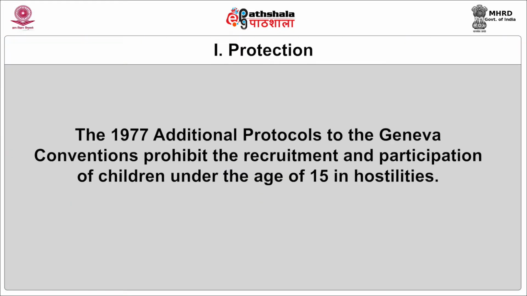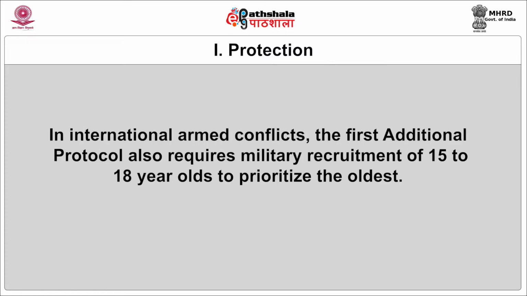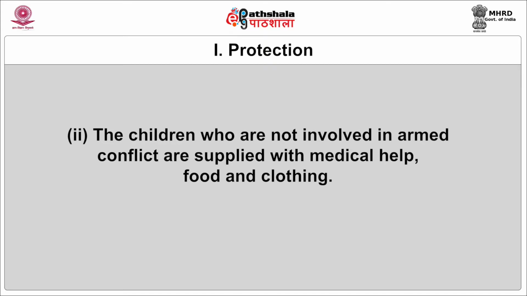The 1977 additional protocols to the Geneva Convention prohibit the recruitment and participation of children under the age of 15 in hostilities, in international armed conflicts. The first additional protocol also requires that in military recruitment of 15 to 18 year olds, priority be given to the oldest. 2. The children who are not involved in armed conflict are supplied with medical help, food and clothing.